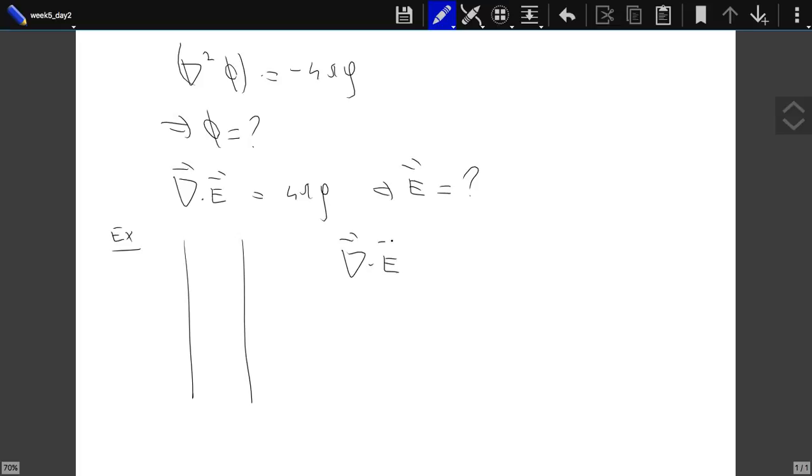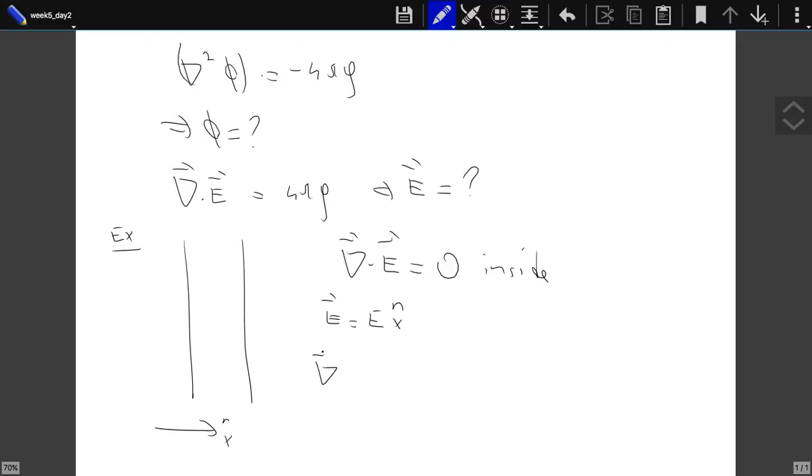Divergence of E is equal to 0 inside. Now, can we determine E in this case? The question is, what else do we know about E? If you tell me that E is only in the x direction, then you're already telling me that it has one component, but this is additional information. This information doesn't come from the divergence of E. Just knowing the divergence of a vector field is not enough to determine it. You need additional information.